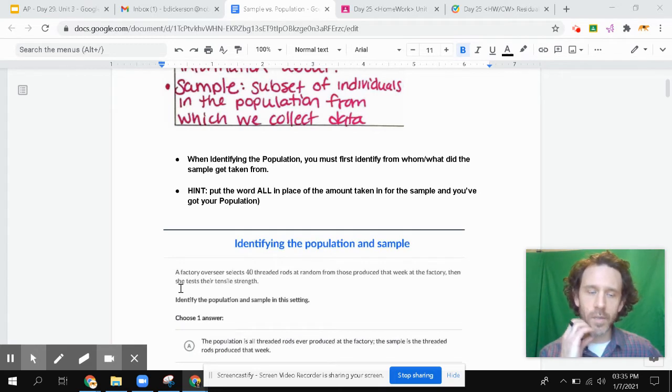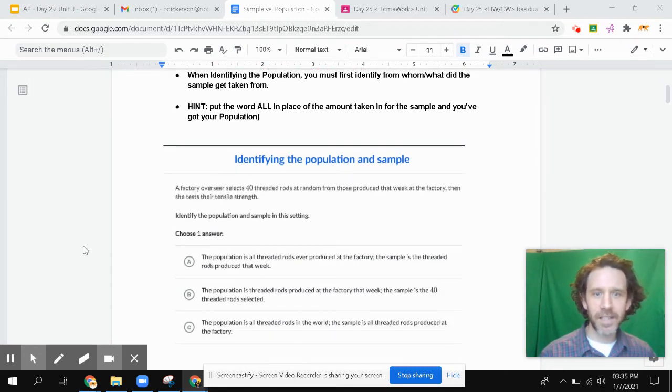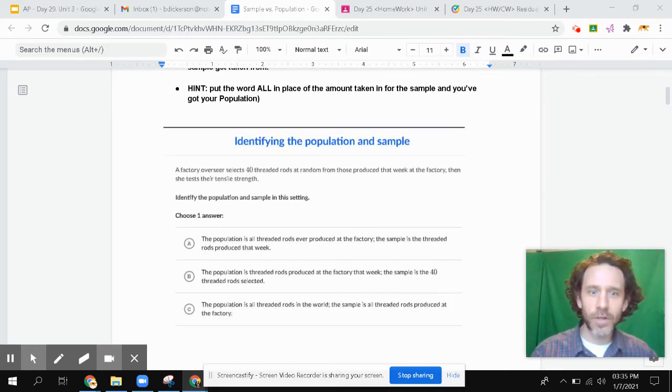Okay. So when we think about actually identifying and writing out which is the population and which is the sample, in a problem like this, you'd first identify what the sample was that they took. And then that would dictate to you where they took it from, who or what they took it from. So a hint here is to replace the number of people that they took for the sample with the word all. So if they took a sample of 40 threaded rods, like here, instead of saying 40 for the population, you would say all threaded rods, okay?